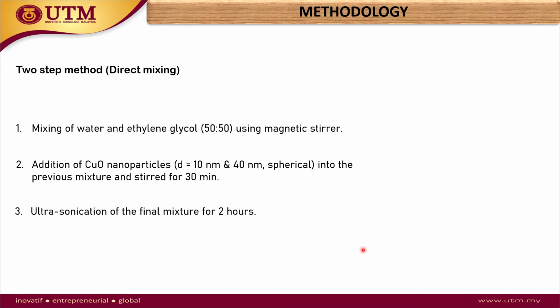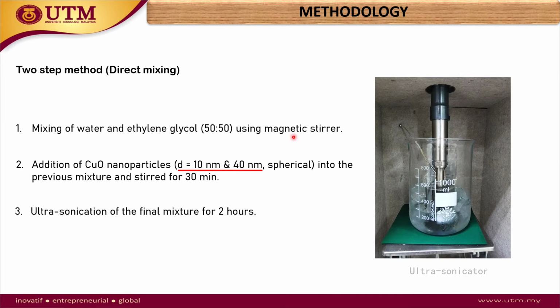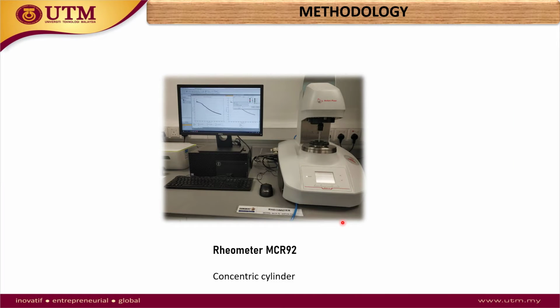So how did we prepare our nanofluid? We used the two-step method. Firstly, we mix water and ethylene glycol in 50-50% volumetric percentage using a magnetic stirrer. And then we added copper oxide nanoparticles. We had two different sizes, 10 nanometer and 40 nanometer, all in spherical shape, into the mixture of water and ethylene glycol, and then stirred for an extra 30 minutes using a magnetic stirrer. Lastly, followed by ultrasonication using the sonicator probe for 2 hours.